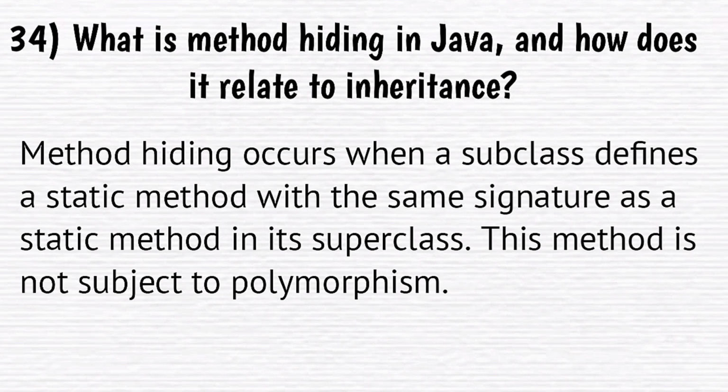What is method hiding in Java, and how does it relate to inheritance? Method hiding occurs when a subclass defines a static method with the same signature as a static method in its superclass. This method is not subject to polymorphism.